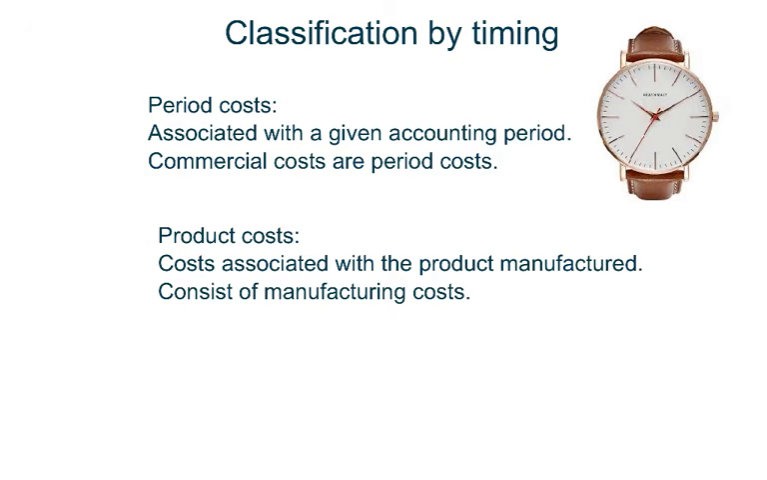We can also classify cost by timing, and that will be then your period cost and your product cost. Now, remember, if you have a cost, and you decide to classify it according to timing, then it will be product versus period. Now, period cost has to do with a given accounting period, and those are normally your commercial cost.